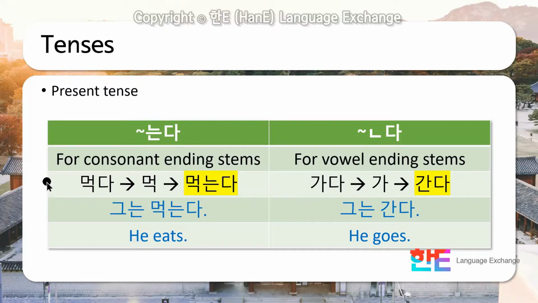먹는다. 그는 먹는다. For the vowel case, when the stem itself ends with a vowel, we're gonna add 니은 다. So that gives us 간다 for 가다. 그는 간다.